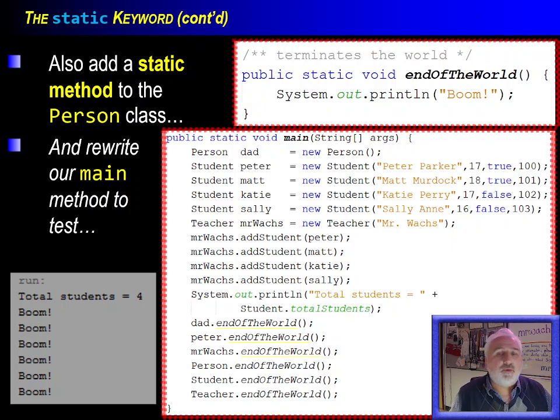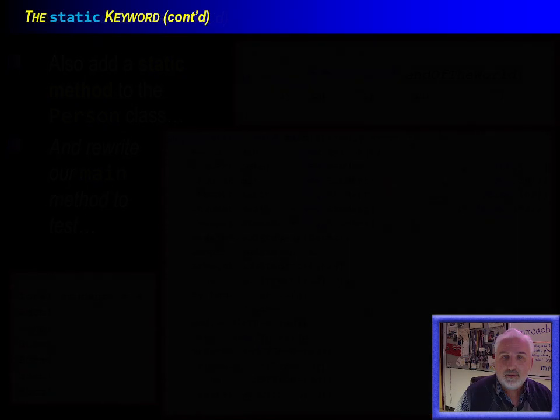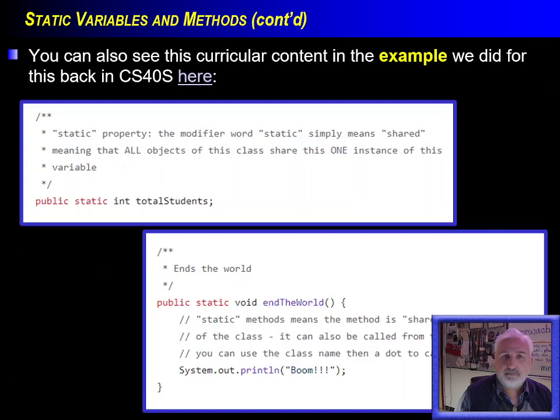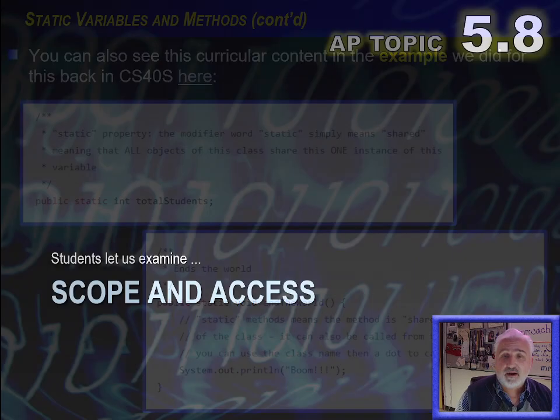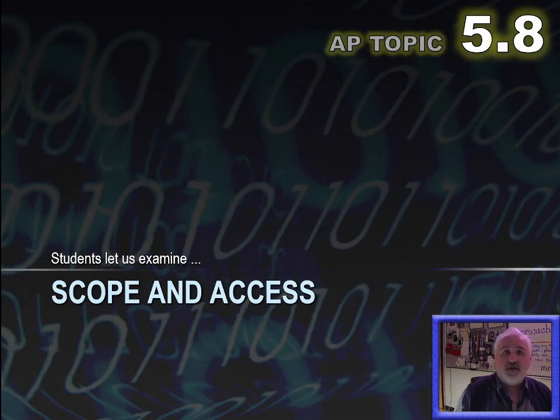And chances are you were doing this with things like JOptionPane. JOptionPane.showMessageDialog shows you that the show message dialog method is a static method of the JOptionPane class. Plenty of examples of static methods and static properties are in the 40S unit called Advanced Classes, and you can access that content quite easily. All right, moving into the latter half here, topic 5.8, scope and access.